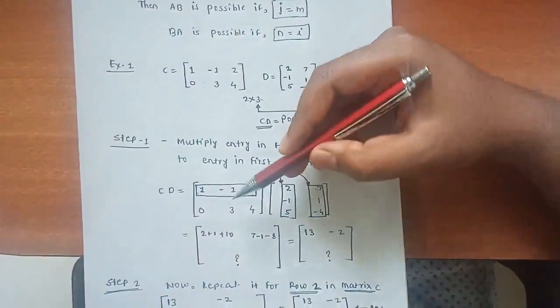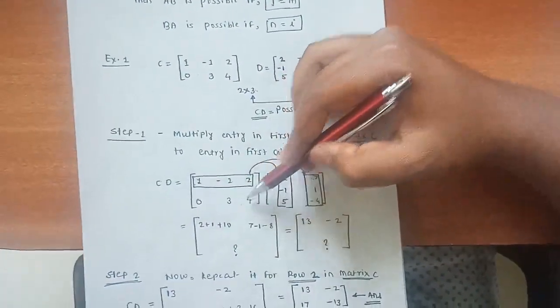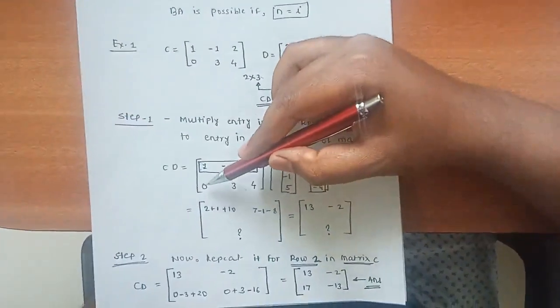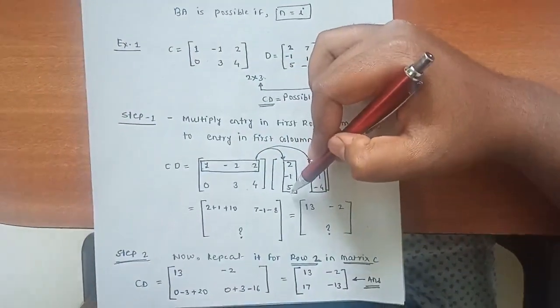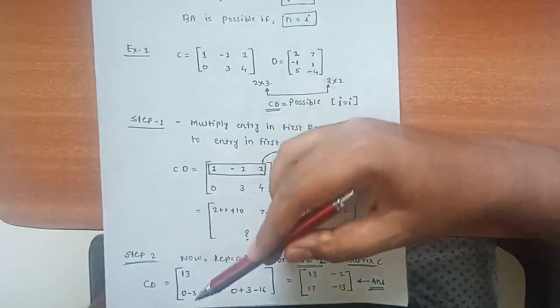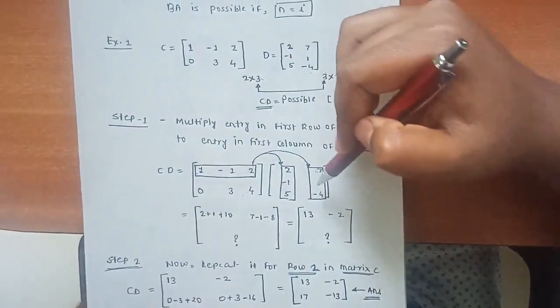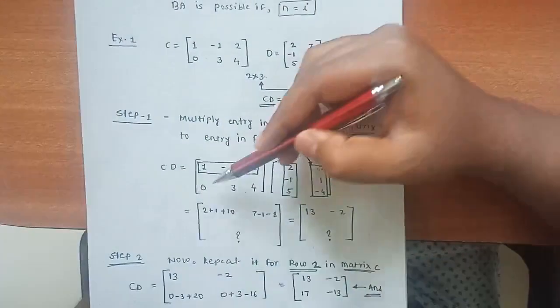Now the same procedure we can follow for the second row. Second row, first column; second row, second column. If I multiply the second row with the first column, I will get the first element of the second row. And if I multiply the second row and second column, I will get the second element of the second row. Now we'll multiply.